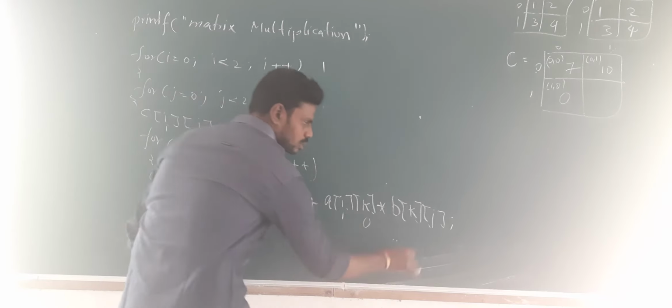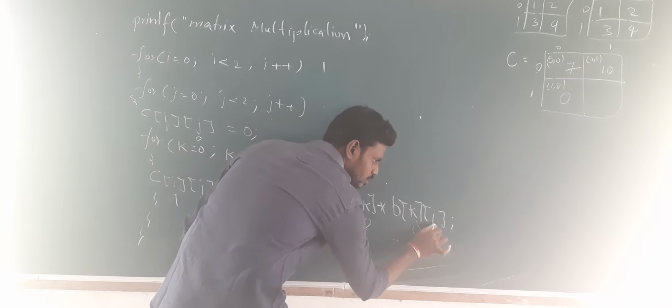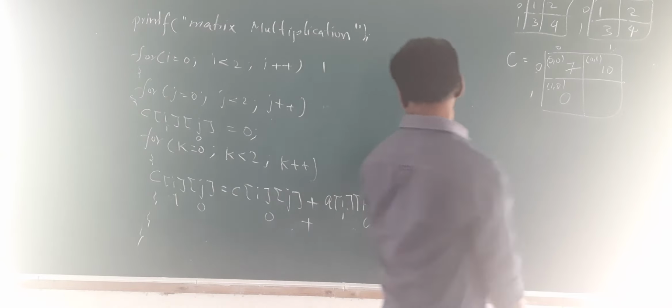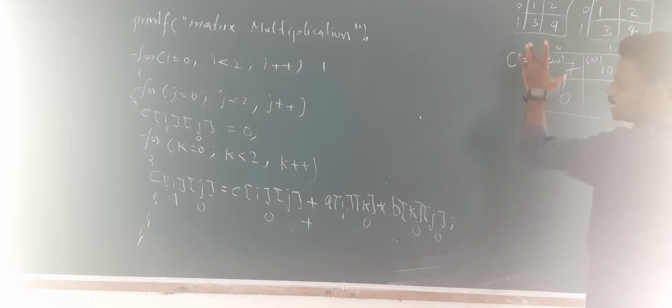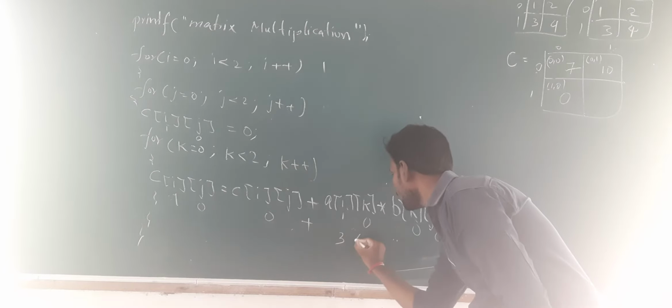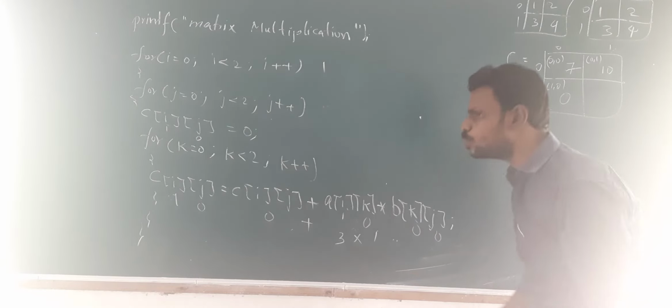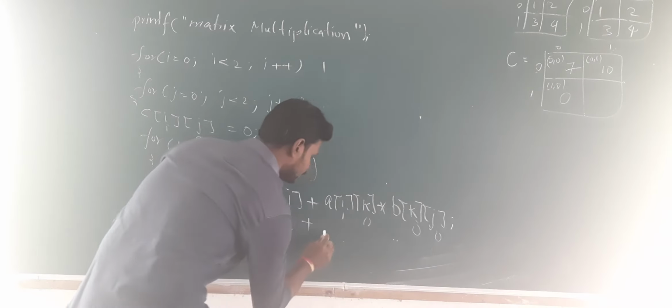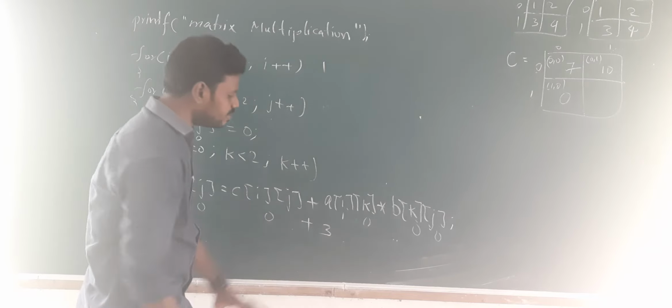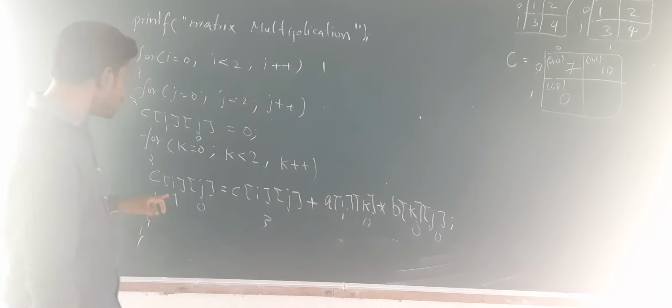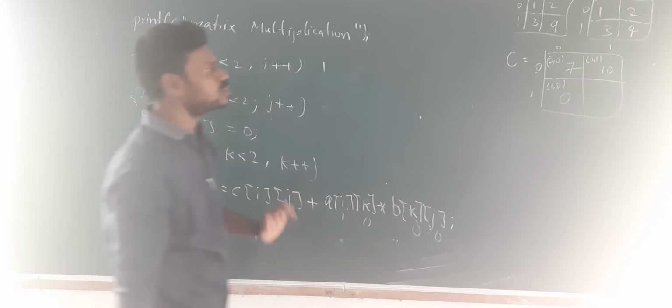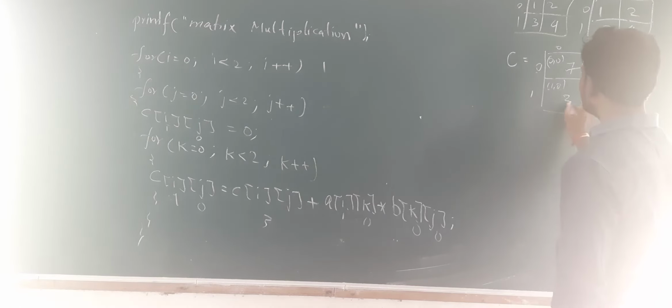That is consisting 0, already it is consisting 0. 0 plus, I is 1, K is 0, j is 0. So, A of 1 0 is consisting 3, times B of 0 0, which is consisting 1. 3 into 1 will return us 3. 0 plus 3 will return us 3. So, at position C of 1 0, I need to replace 0 with 3.